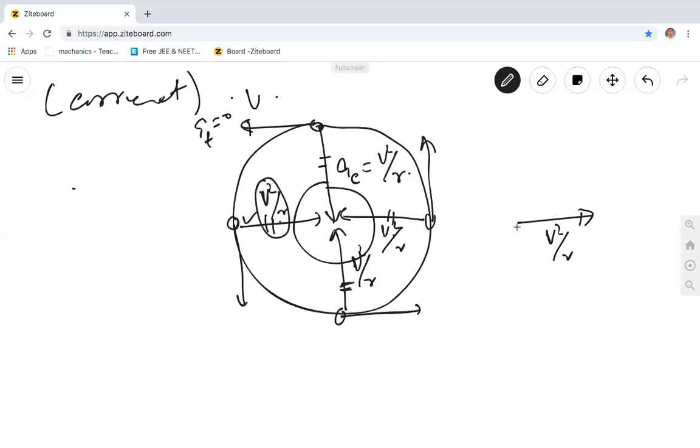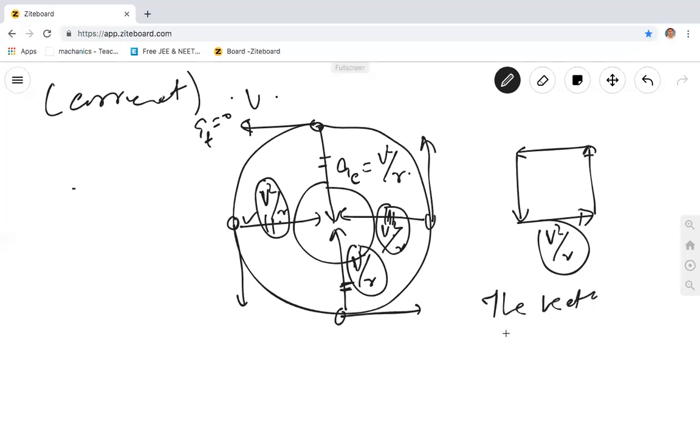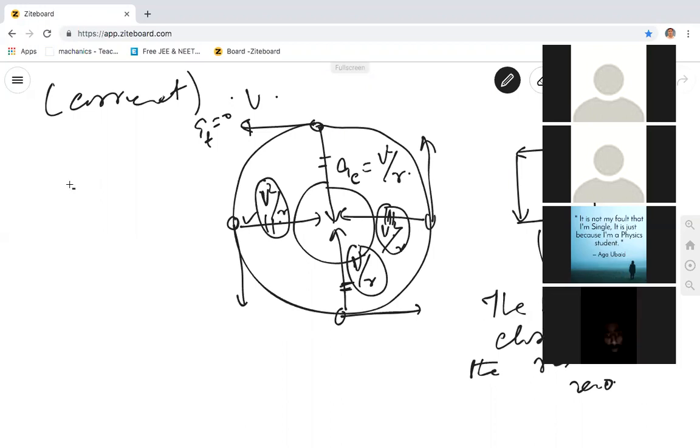This is the first acceleration, I take it here. This is the second acceleration, I add it like this. I'm adding these two accelerations, meaning tail of the second on the head of the first. Now this is the third acceleration, and this is the fourth. The vectors close up. The resultant is 0. So you must remember that the average acceleration of a particle moving in a circle with uniform speed is 0.